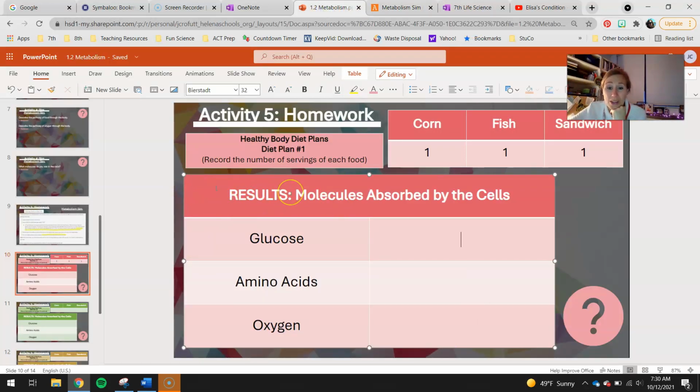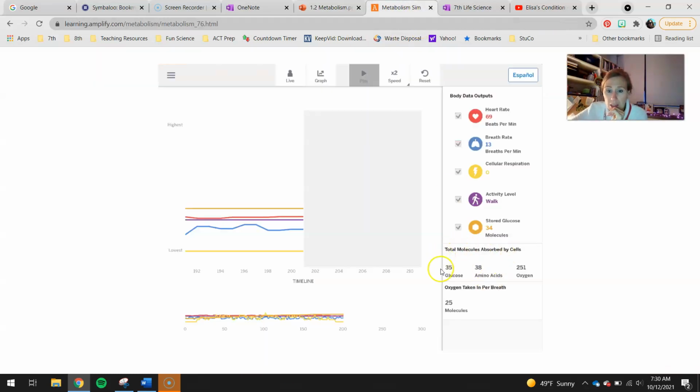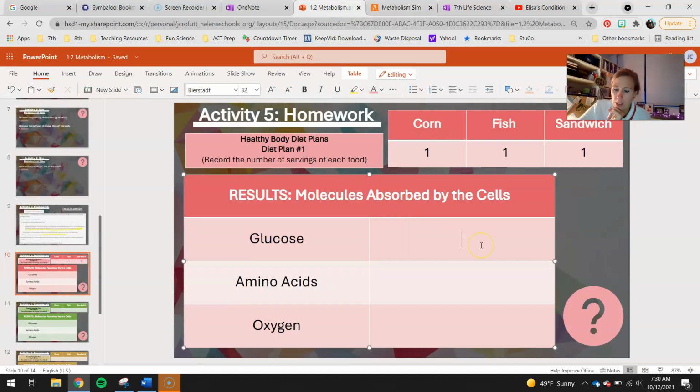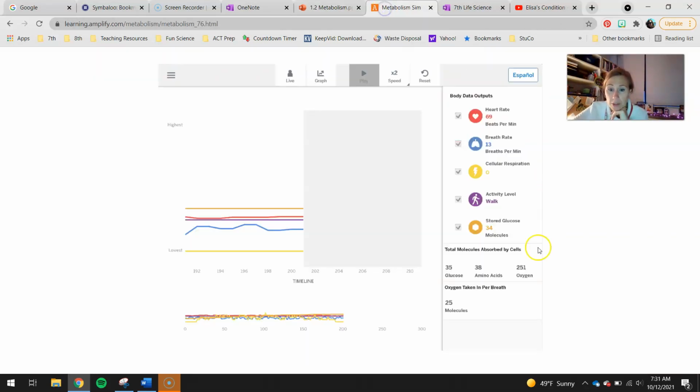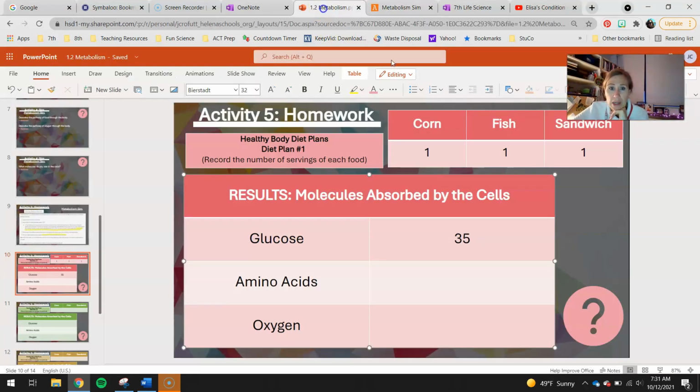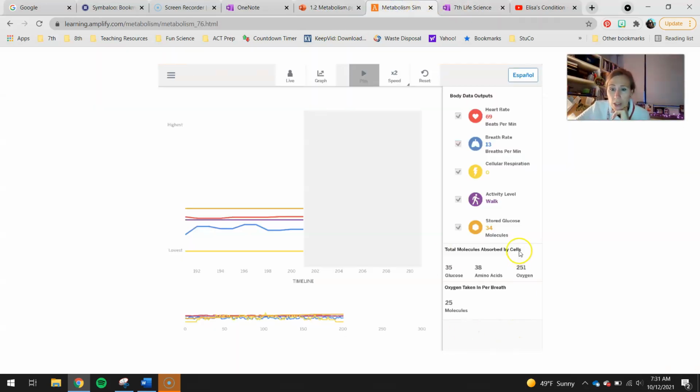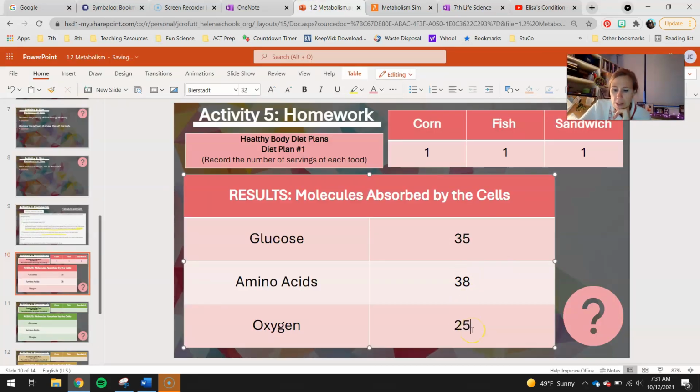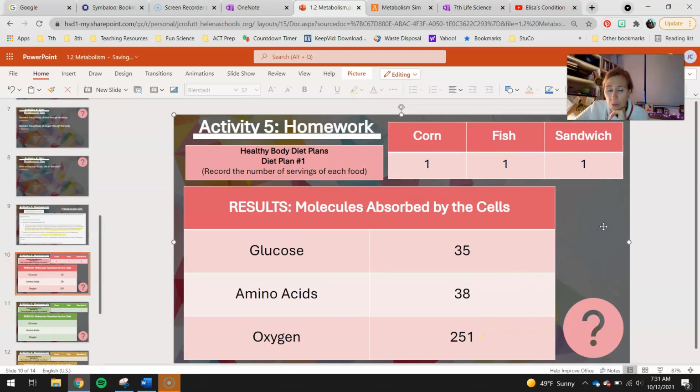This is the results, molecules absorbed by the cells. So again, we want to find out, of the food we ate in that diet, what came out of our cells. So I'm looking for glucose, amino acids, and oxygen. So this little piece right here is in your graph view, and it's total molecules absorbed by cells. So 35 glucose. So out of our diet, we pulled out 35 glucose. Tomorrow, we're going to learn a little bit more about what glucose is. You guys are going to build some fun molecules. Same with amino acids, we're going to learn about that tomorrow. And then over the next week, we're going to look at food and what we find in our food. And 251 oxygen. So that's mainly from us breathing, not from the food we eat.